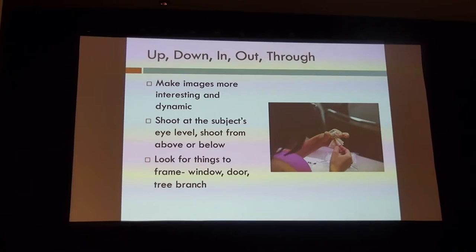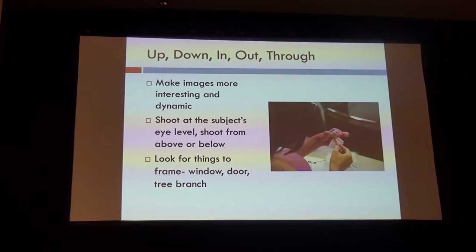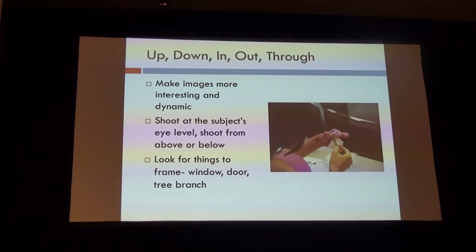So if you want your pictures to stand out, change that. Shoot up, shoot down, shoot into a space from outside, shoot out of the space that you're in, shoot through something else. So use an arch or use something to make an arch. So if you have a tree branch, for example, you can use that to frame a subject. Okay, but if you shoot up, down, in, out, through, it's going to help your pictures to look more dynamic.